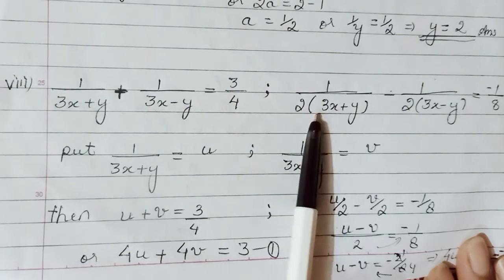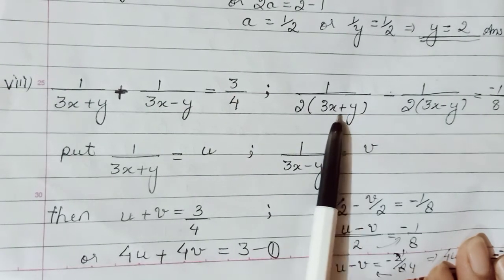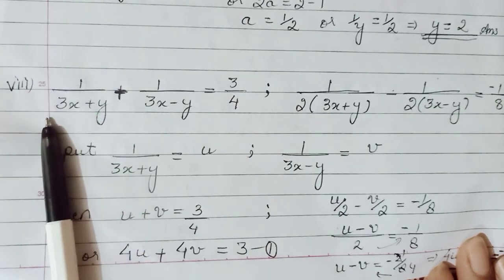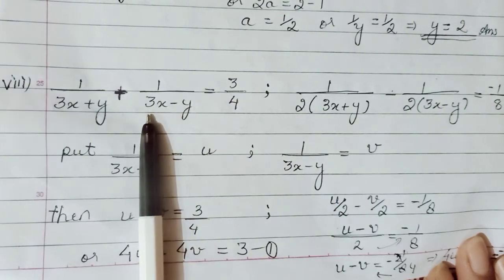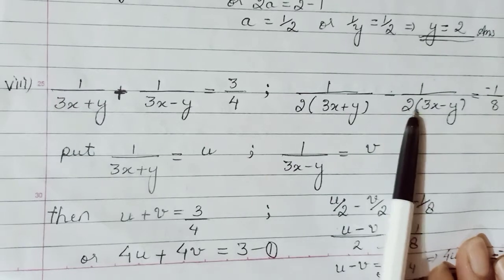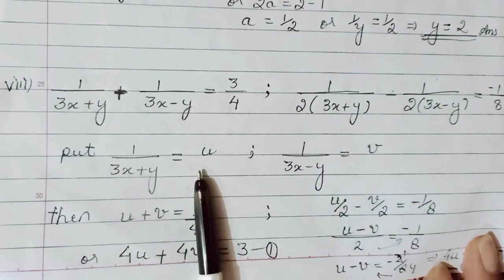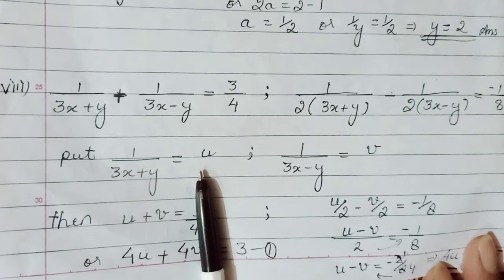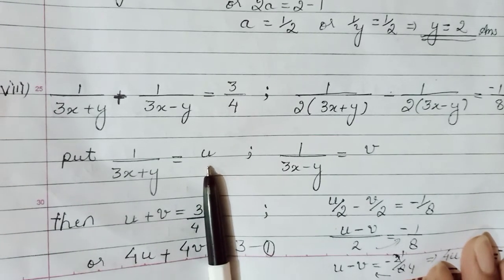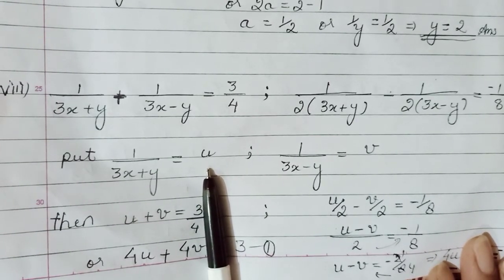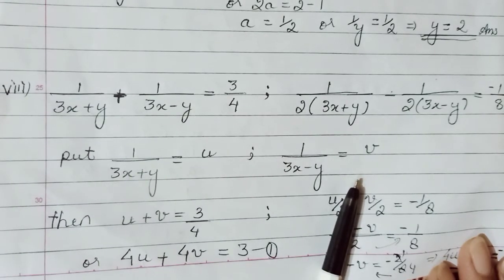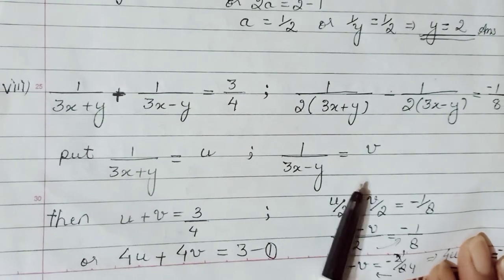In the next one, 1 upon 2, 3x plus y. Now you have 3x plus y here as well as 3x plus y here. Same things. And then 3x minus y and 3x minus y, again the same. So naturally we are going to take these as a and b. I was taking a and b till now, just for a change, to make it clear that you can suppose it as any variable, I have taken u and v this time. You can proceed with taking a and b as well.